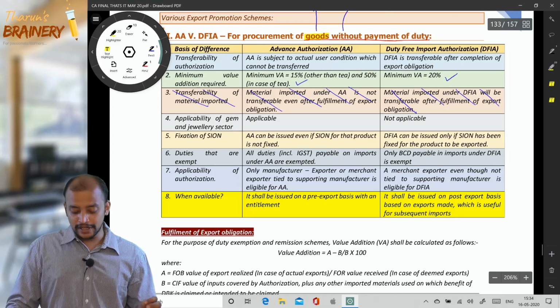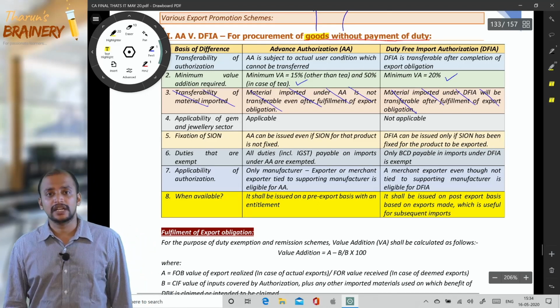Then, applicability of authorization. So, to whom will this authorization be given?